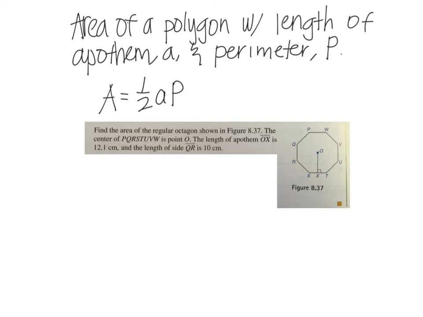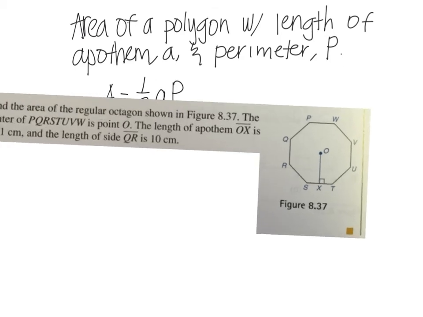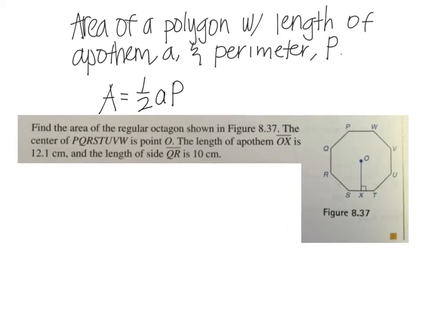So if we look at this example right here, find the area of the regular octagon shown in this figure. The center is point O. The length of apothem OX is 12.1, and the length of the side QR is 10. So what we can do is focus on the information that's given to us. First, my perimeter: I have an octagon, which tells me I have 8 sides that are each 10 centimeters long. So that tells me that my perimeter is 80.